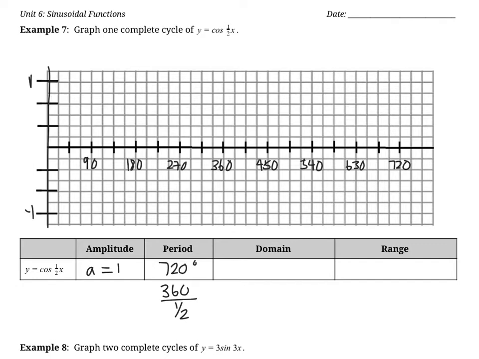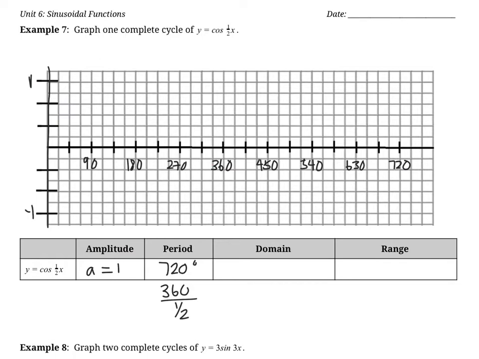So maybe your scale is different than mine. As long as you get to that 720, that's fine. So I decided to count 4 squares as 90 degrees to get to that 720. I made my value of 1 equivalent to 6 squares on the y-axis, and -1 is also 6 squares. And now we're ready to graph.